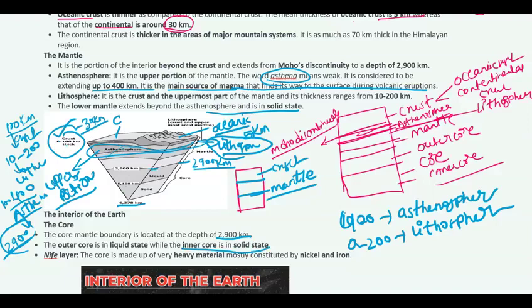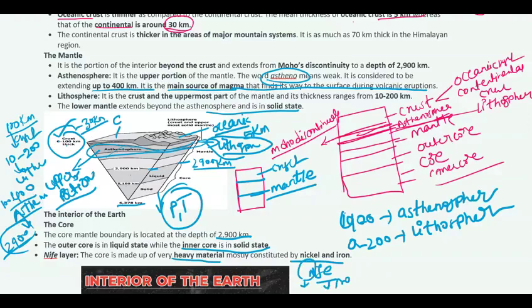Why is this one in a liquid state, and this one in a solid state? It's because of the pressure and temperature differences in the depths. Okay, and the core is mainly made up of heavy material, that is nickel and iron. Simply we call it as NiFe. Nickel is Ni, ferrous means iron.